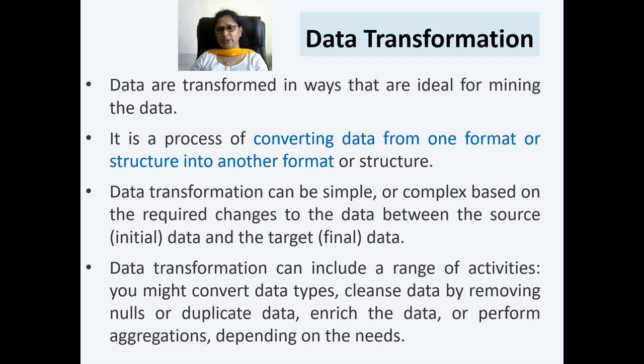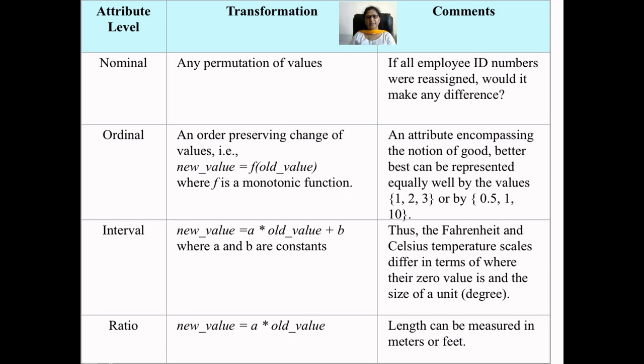And data transformation includes multiple activities. There is a range of activities. We just saw in multiple examples that we may convert the data type, we may cleanse it, we may remove duplicates, we may remove nulls, we may try to enrich the data, we may perform aggregation, we may derive a new attribute, and so on. In this table, we have listed the attribute types, that is nominal, ordinal, interval scaled, and ratio scaled. And then for each a type of transformation, and what can happen with it.